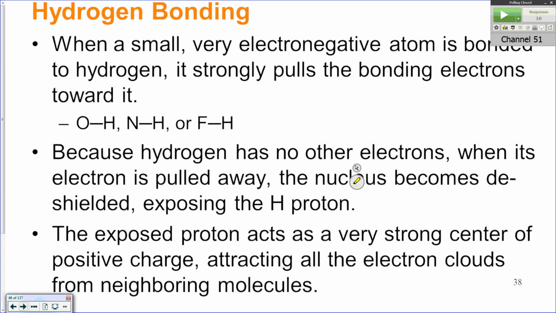All right, the next type of bond we want to talk about. Now we've added dispersion bonds, and we've got hydrogen bonds.